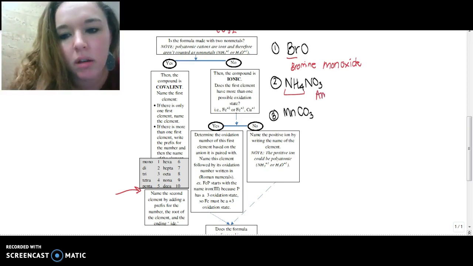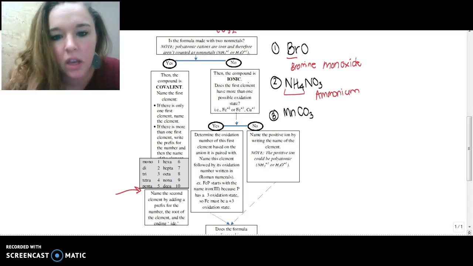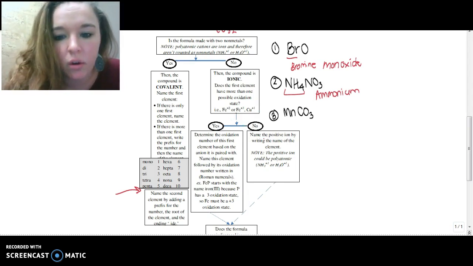So ammonium, and then we know that it's ionic now because of ammonium. It says then the compound is ionic. Does the first element have more than one possible oxidation state? The answer to this is going to be no, because ammonium is only ever going to have a +1 charge. So it says name the positive ion by writing the name of the element, which we have already done.